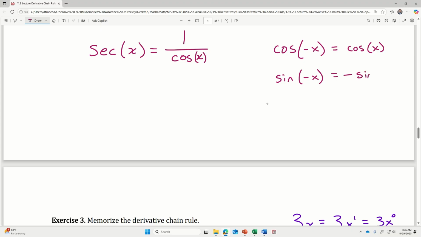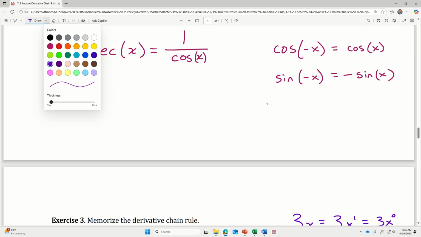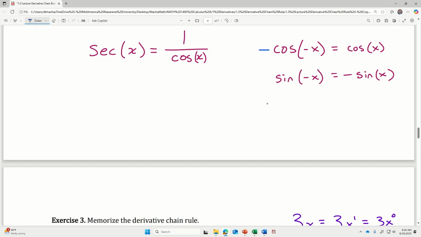Negative sine of x. And the technical term for this phenomenon, when you take the negative of an argument and it remains the same regardless, is we say that cosine is an even function. And the technical term for this, when you make the argument negative, and it's the same thing as making the entire function negative with a positive argument, that type of property is called an odd function.